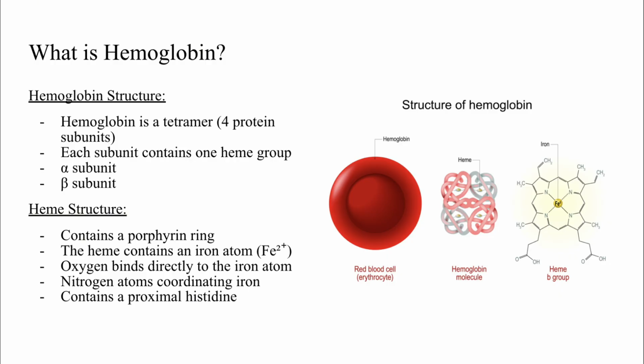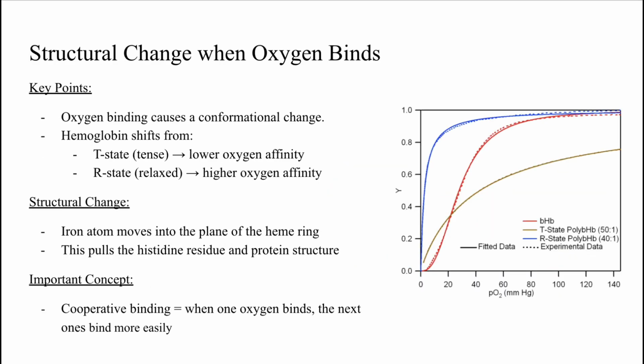The iron atom is coordinated to four nitrogen atoms in the porphyrin ring and also interacts with a proximal histidine residue from the globin protein. Oxygen binds reversibly to the iron atom in the heme group. Because hemoglobin contains four heme groups, one hemoglobin molecule can bind up to four oxygen molecules. This reversible binding allows hemoglobin to load oxygen in the lungs and then release it in our peripheral tissues.